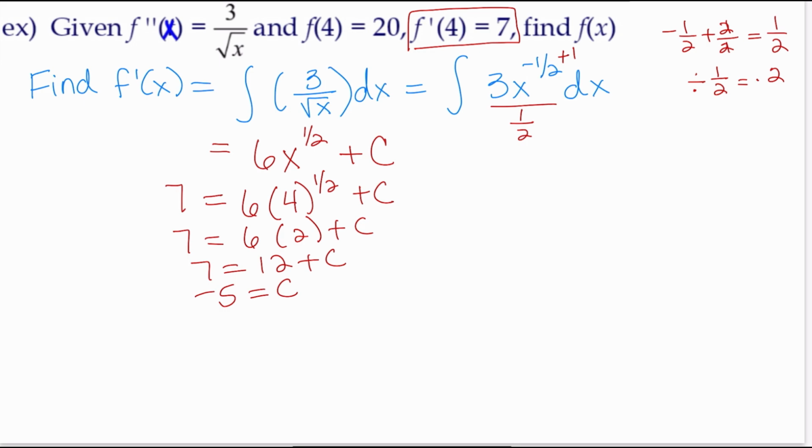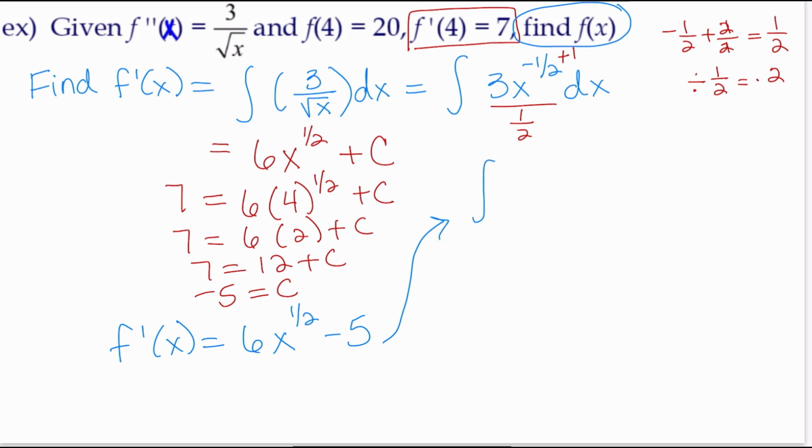So what does this tell me? This tells me that my first derivative is going to equal 6x to the 1/2 power minus 5. So this is my first derivative. Now, my job is to find the original function. So I'm still not done. I'm going to have to do this process again. So in order for me to find f of x, I'm going to now have to take the integral, the antiderivative of the first derivative of 6x to the 1/2 minus 5 dx.